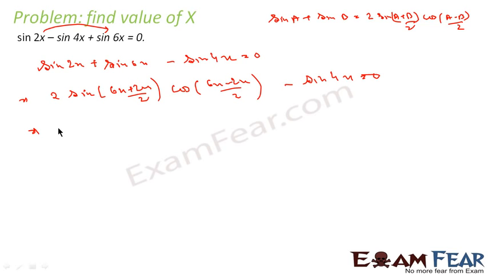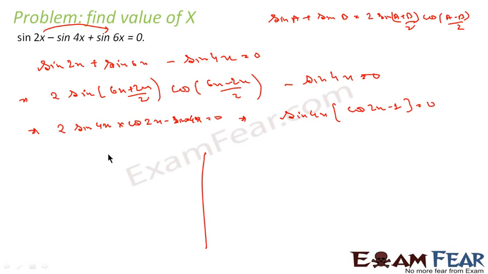So this becomes sine of 4x into cos of (6 minus 2 is 4) by 2, cos 2x, minus sine 4x is equal to 0. I'll take sine 4x common, so this becomes sine 4x into (cos 2x minus 1) is equal to 0. So I have two options: either sine 4x is equal to 0, or cos 2x minus 1 is equal to 0.